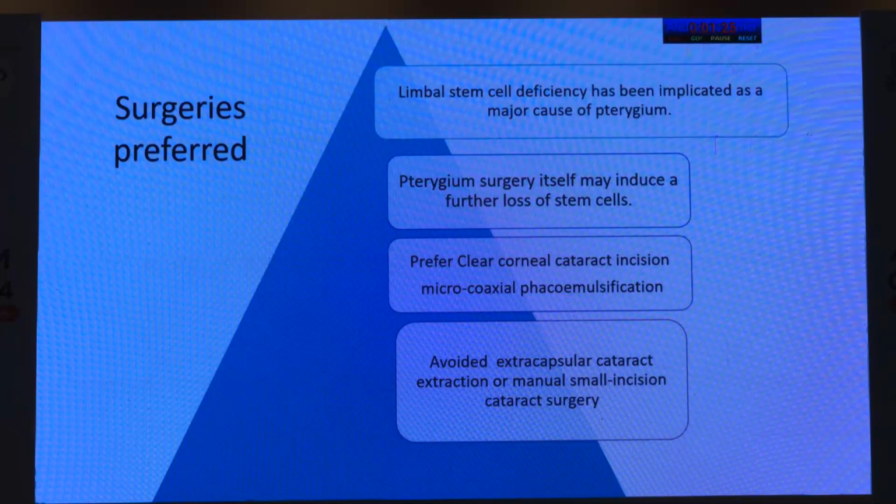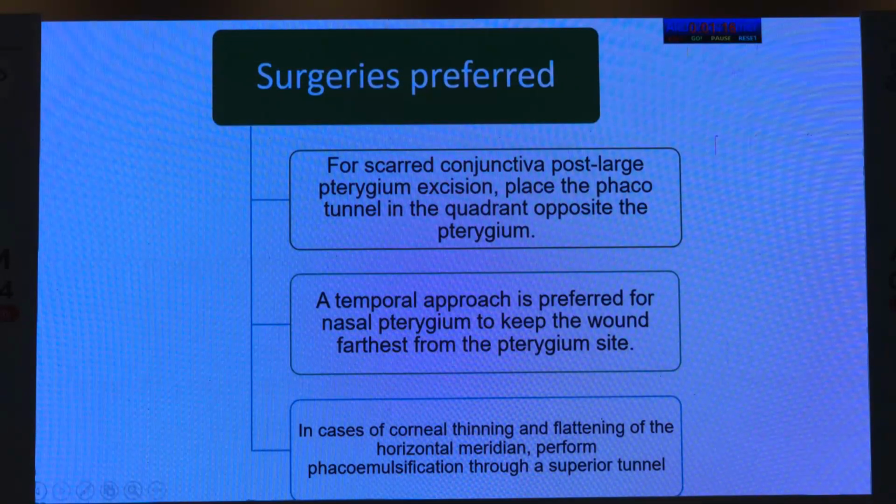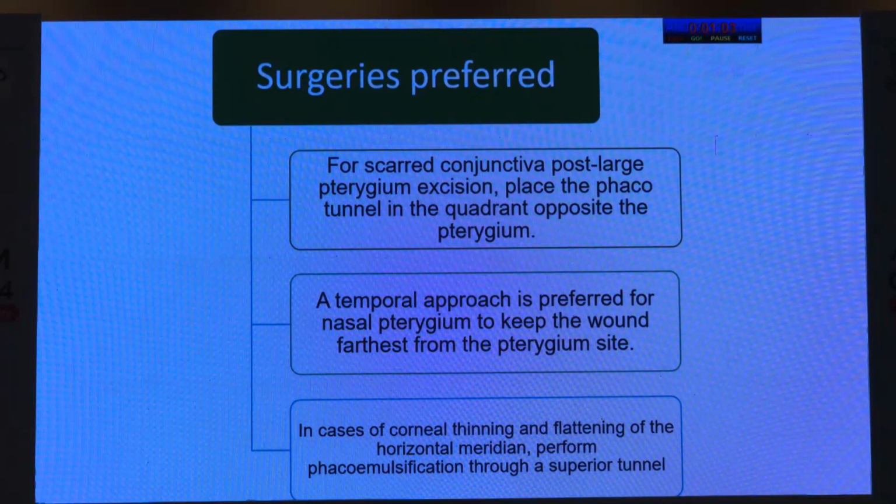As for the surgery preferred, we have to prefer a clear corneal cataract incision such as microcoaxial phacoemulsification, and SICS should be avoided. For the scarred conjunctiva post large pterygium excision, place the phaco tunnel in a quadrant opposite the pterygium, such as a temporal approach in a nasal pterygium. If there is corneal thinning or flattening of the horizontal axis, phacoemulsification should be performed through the superior approach.